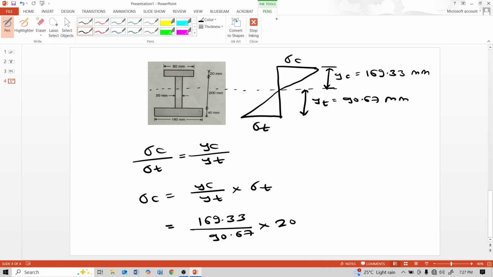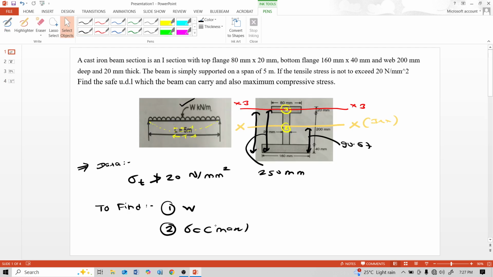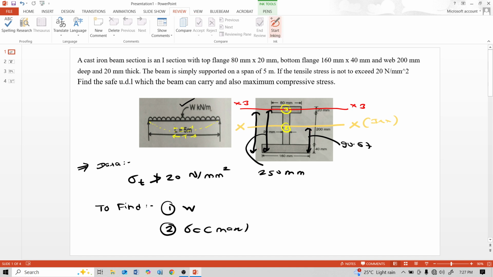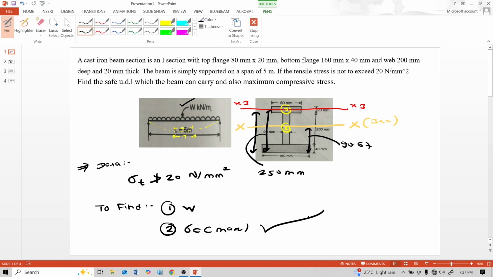So sigma c is 169.33 multiplied by 20 divided by 90.67 is 37.35 MPa. This sigma c is compressive stress. Our sigma c maximum calculation is done here.